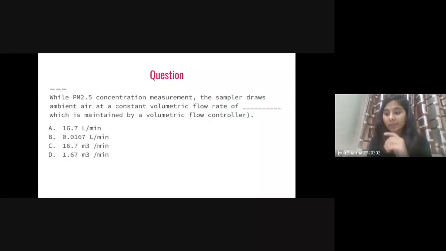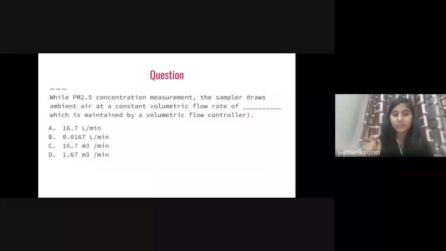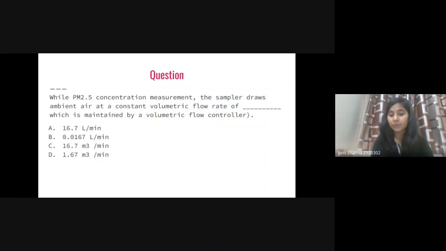Okay, if we are measuring the particulate matter 2.5 concentration, we will draw the gas from the atmosphere. So what should be the flow rate to draw that gas from the atmosphere into the machine we have for the measurement of particulate matter 2.5? You have to tell me what that constant volumetric flow rate is. My options are 16.7 liter per minute, 0.0167 liter per minute, 16.7 meter cube per minute, 1.67 meter cube per minute. So what should be the flow rate?